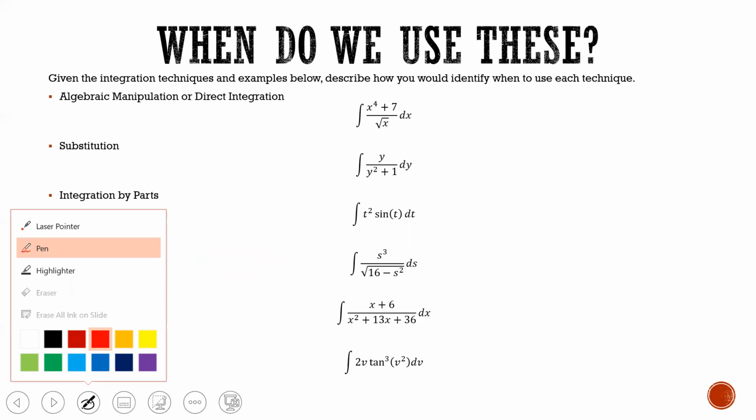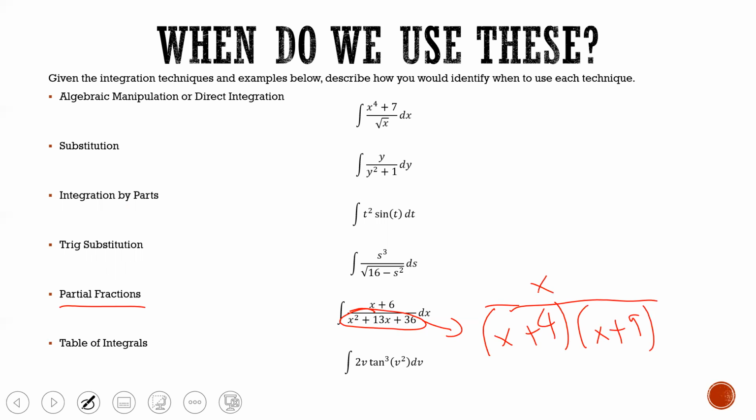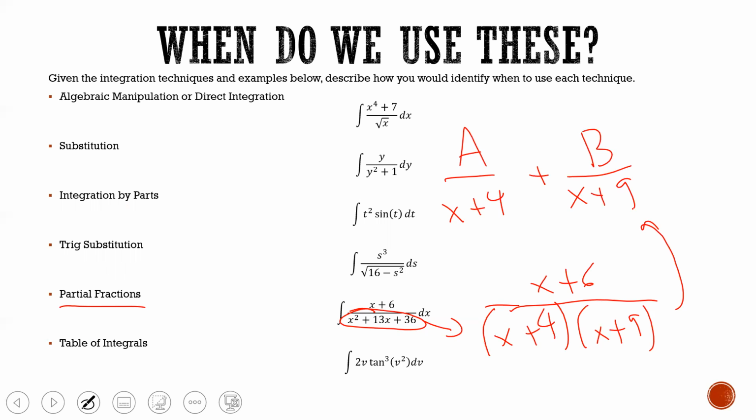For partial fractions, in that case, we're looking for a denominator that we can factor and break into parts. Here we see that x squared plus 13x plus 36 factors into x plus 4 times x plus 9, with our x plus 6 in the numerator. And so we can try to rewrite that in the form of A over x plus 4 plus B over x plus 9, so that we can integrate it a little bit easier.